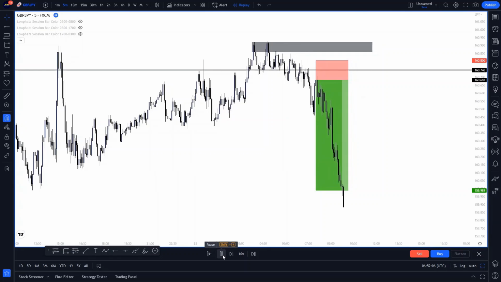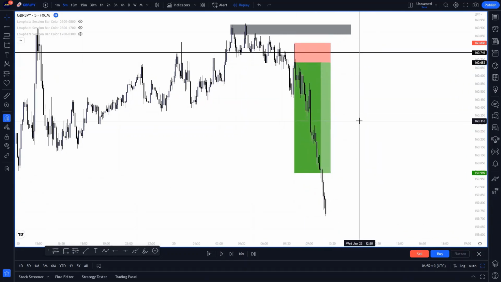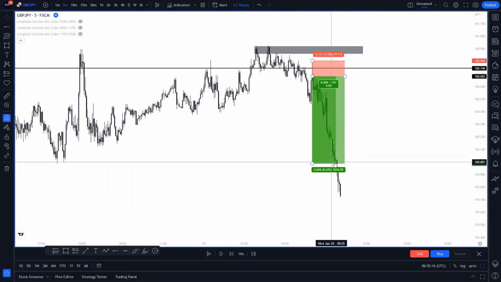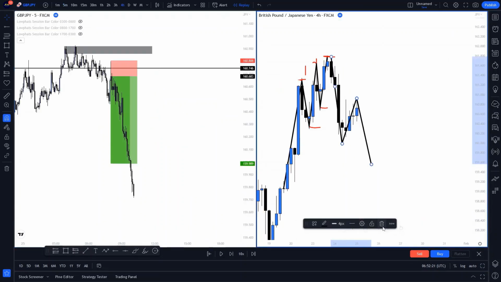It drops down, it drops down, it drops down, and then only a couple of hours later, not even 2 hours, it's already hit your TP and gone way below. So minimum, you'd have got a 1 to 5.6 reward out of that. And I'm going to play the 4 hour out for you and show you what happened.